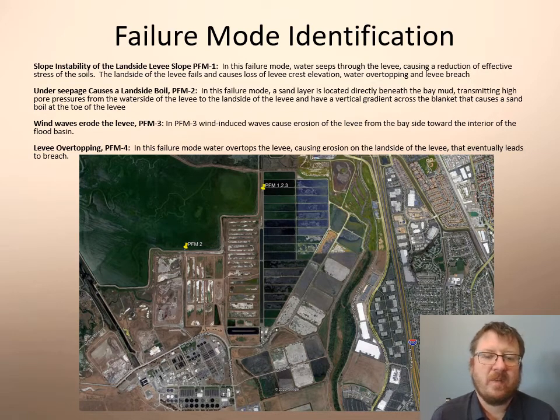Here's an example of several failure modes that were identified for a specific project. There was slope instability of the landside levee slope, and so in this failure mode, water seeps through the levee, causing a reduction of effective stress of the levee soils, and the landside of the levee fails, leading to loss of crest elevation, water overtopping, and levee breach. I think what's important to take away from this slide is that an understanding of how the failure mode goes from loading to failure is important.